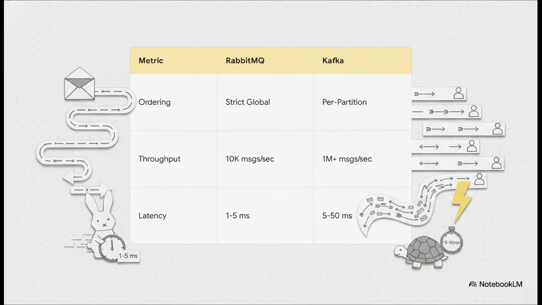Next up, throughput. RabbitMQ can handle a very respectable 4,000 to 10,000 messages per second, but Kafka handles over 1 million messages per second. However, look at the latency row. RabbitMQ absolutely shines here, delivering messages in just 1 to 5 milliseconds. Kafka is a bit slower at baseline, sitting around 5 to 50 milliseconds. So what you're essentially doing is trading the strict global ordering and ultra-low latency of RabbitMQ for the partition-based ordering and massive throughput of Kafka.